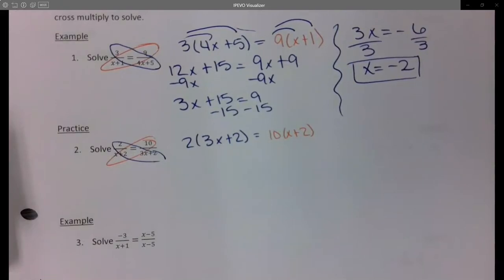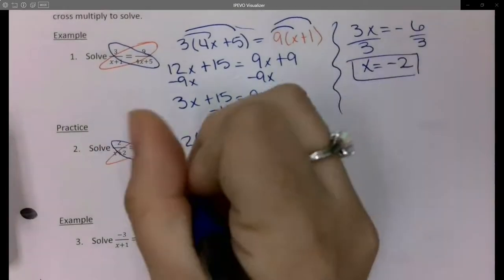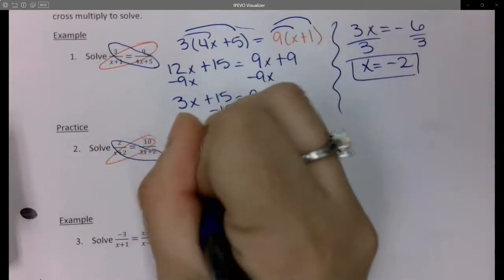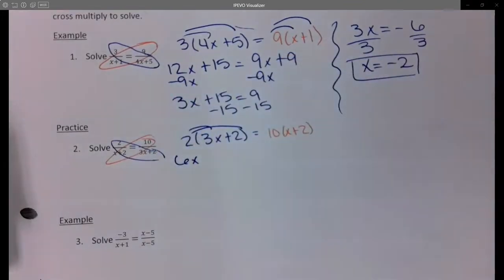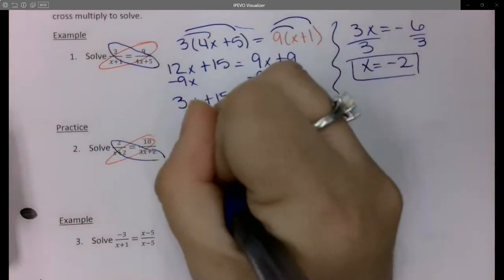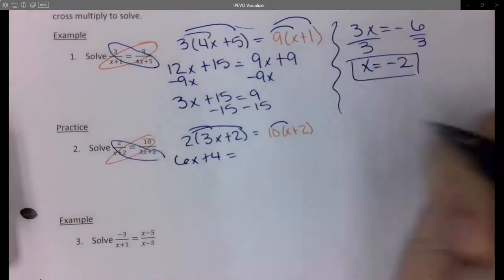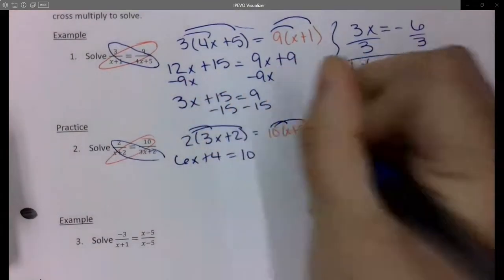Then what do I want to do? Distribute. So I have 2 times 3x, which gets me 6x. 2 times 2 is 4. Then I have 10 times x is 10x. 10 times 2 is 20.